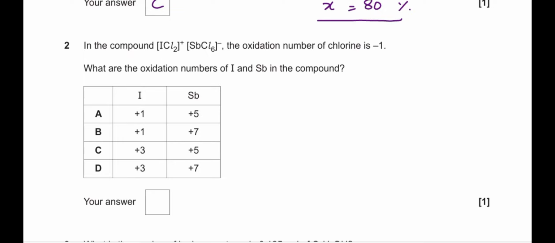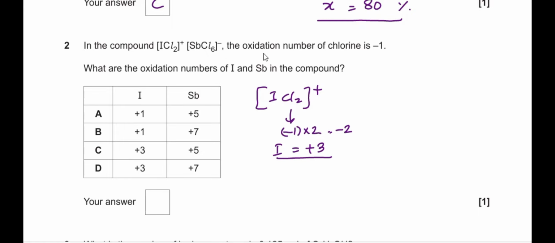Question 2. In the compound ICl2 positive SbCl6 minus, the oxidation number of chlorine is -1. What are the oxidation numbers of iodine and antimony in the compound? In the cation part, that is ICl2 positive, we have been told that chlorine has got an oxidation number of -1. Therefore, this is -1 times 2, that is -2. That has been balanced by iodine, and there is a positive charge over there, which means iodine should have an oxidation number of +3. Keep it over there.